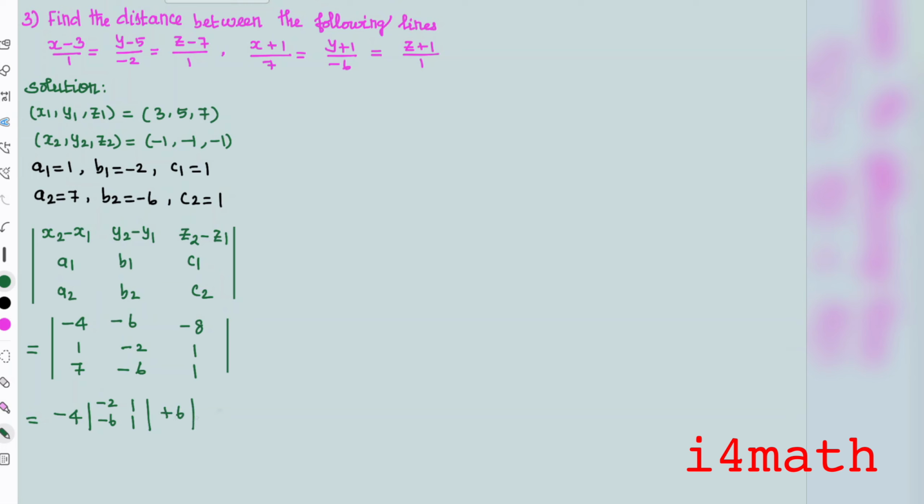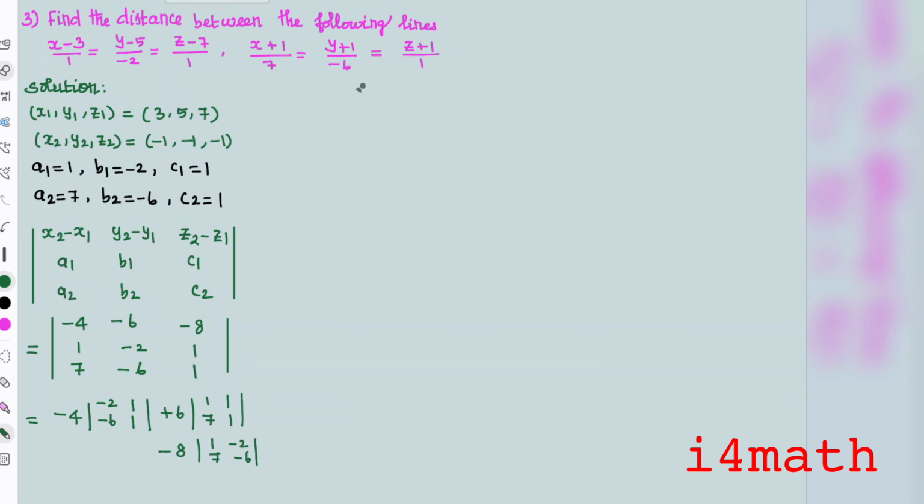Next, minus of minus is plus, so plus 6 into the minor of 6: 1, 1, 7 and 1. And then minus 8 into the minor of minus 8. What is the minor of minus 8? 1, minus 2, 7, minus 6. So this is the minor of minus 8.